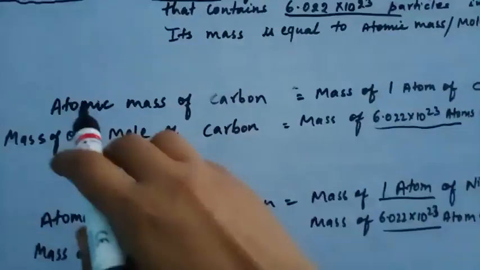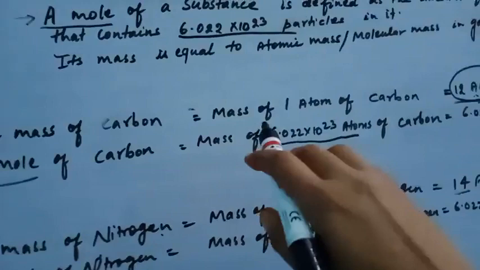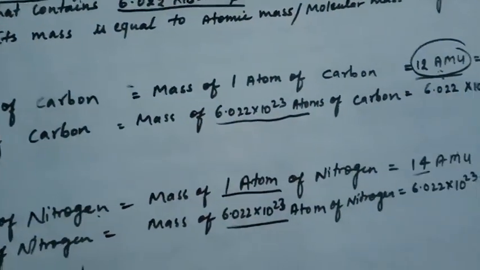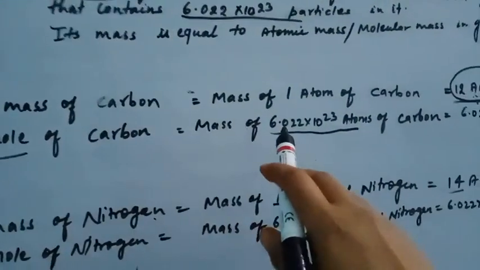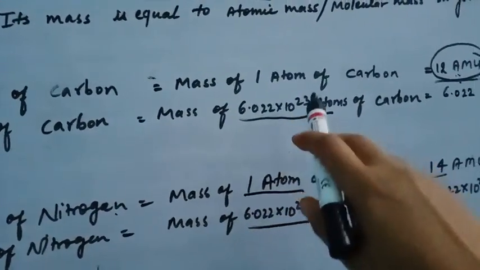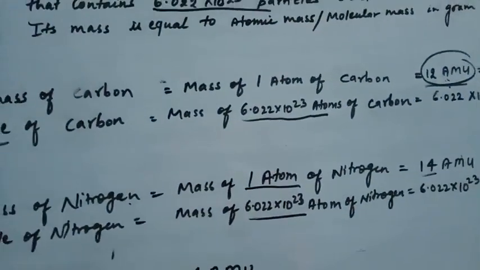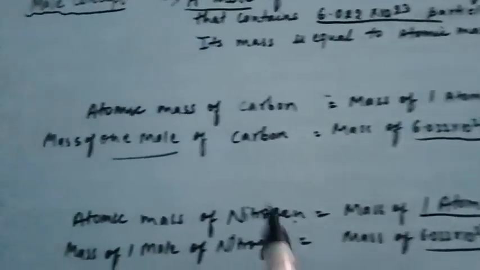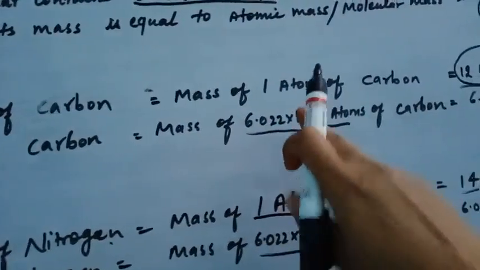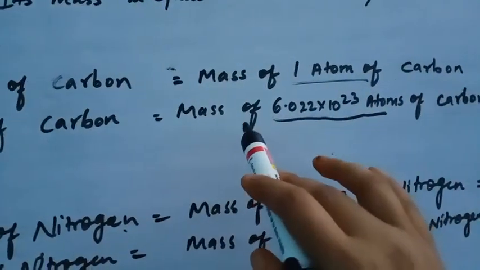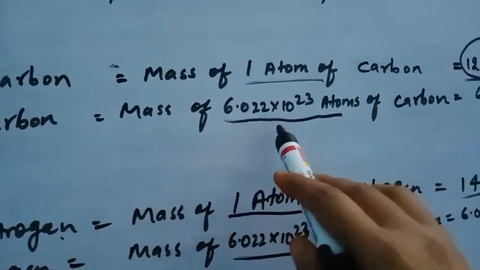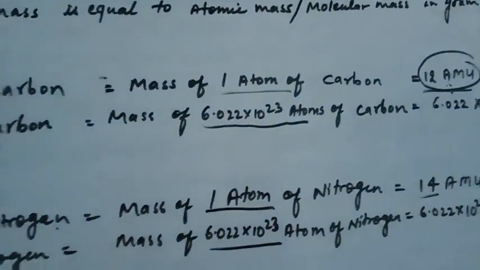We will see the atomic mass of carbon means mass of 1 atom of carbon, whereas mass of 1 mole of carbon means mass of 6.022 into 10 to the power 23 atoms of carbon. We can see the difference. Atomic mass of carbon means mass of 1 atom of carbon, and 1 mole of carbon means mass of 6.022 into 10 to the power 23 atoms of carbon.